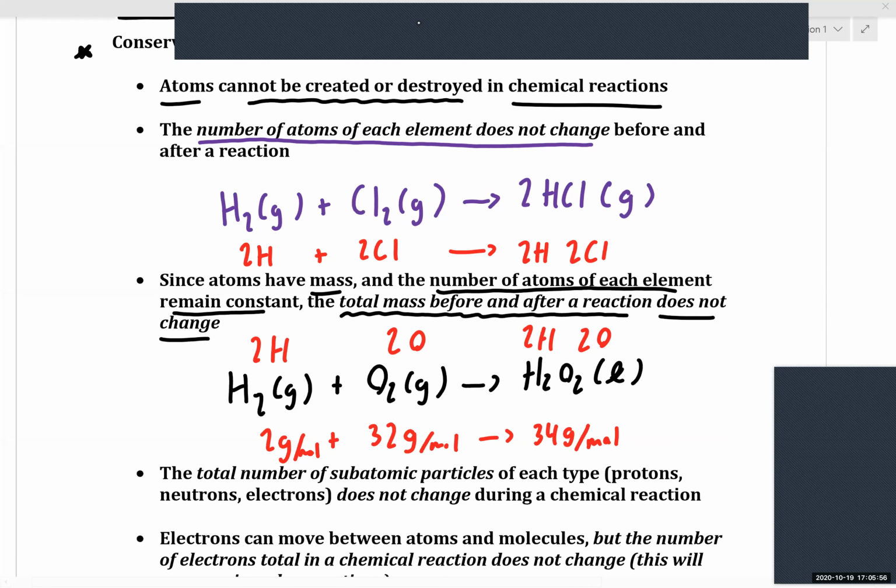Okay, Professor, on the plus 32 grams, that's the mass for the oxygen? Yep, that's the total mass of the oxygen atoms on the left-hand side. And as we see, if we have the same number of hydrogen and oxygen atoms on our reactant and product side, because atoms are conserved in a chemical reaction, that means that the mass of all of our reactants must match the mass of our products. Does that make sense? Yes.